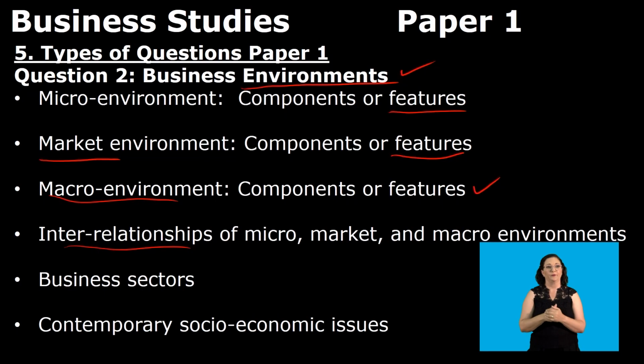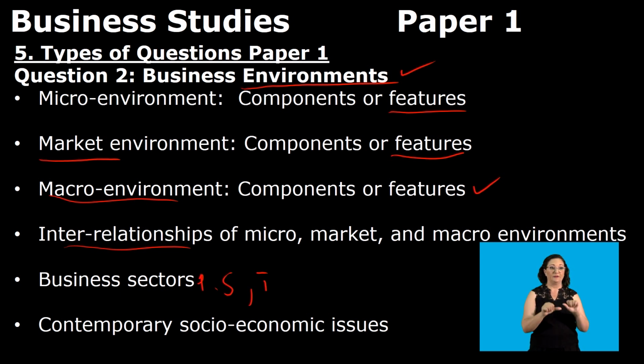Then you've got the interrelationships of the micro, market, and macro environment. You still remember that topic? Yes. Then we're looking at the business sectors. Remember, we've got your primary, your secondary, and your tertiary sectors. These are your sectors. They fall part of what? Business environment, which is your paper one.